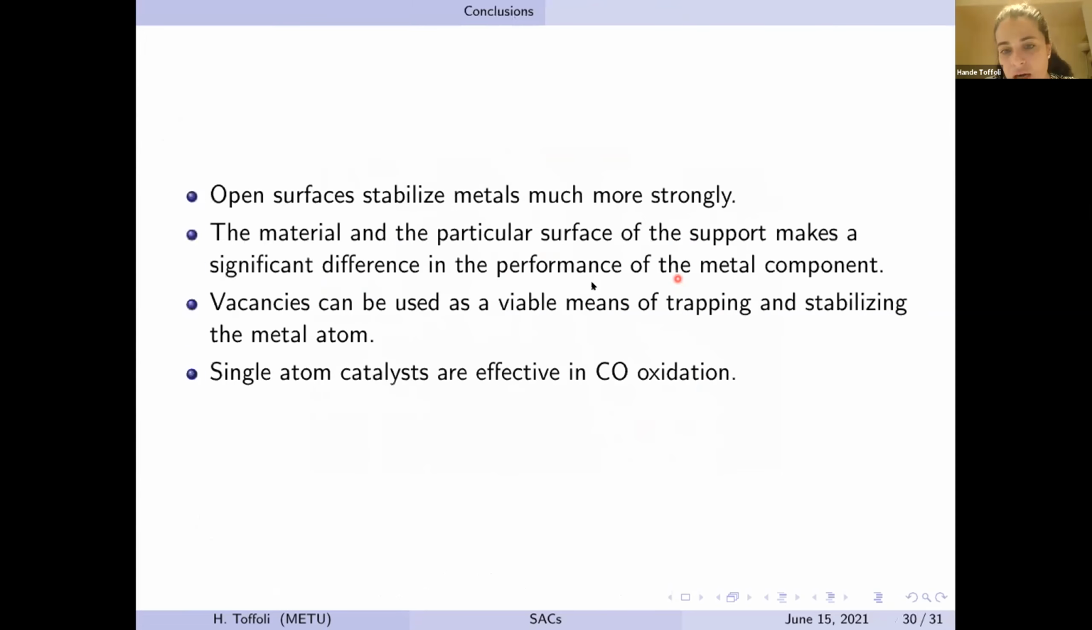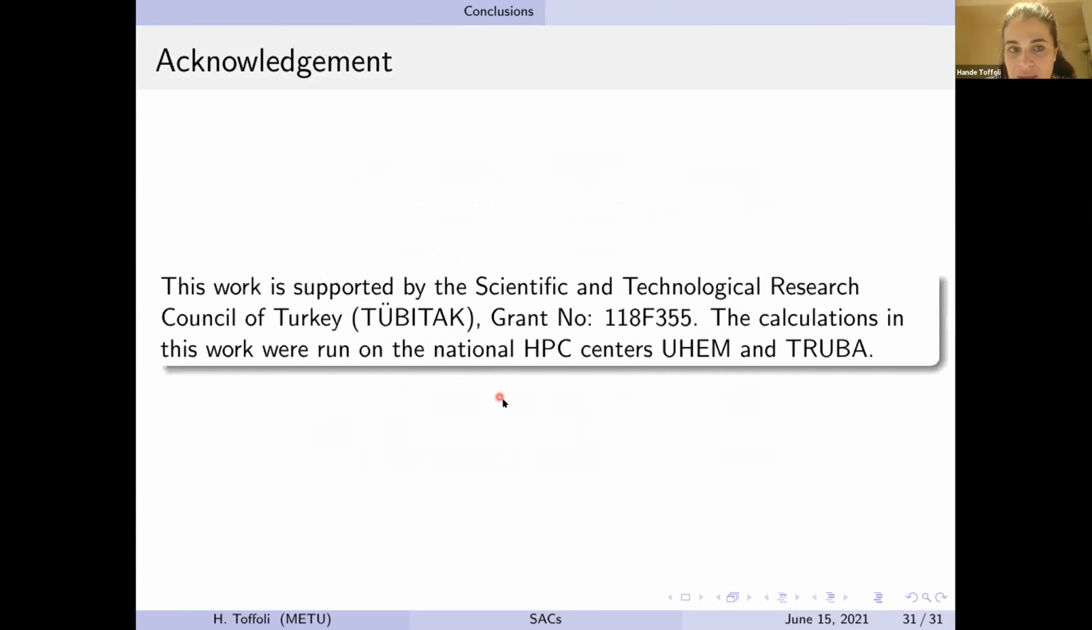Okay, so here are my conclusions. I will not go through them. I already talked about them, but I just wanted to acknowledge our funding agency, which is TÜBİTAK, with this grant number, within our calculations on our national clusters, UHEM and TRUBA. So I'd like to extend my thanks to the audience and the organizers once again, and I'd like to take any questions if there are any.